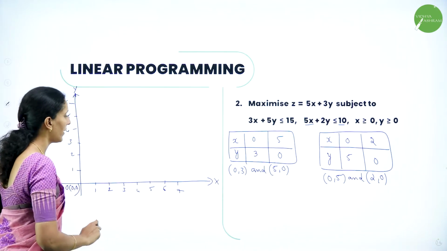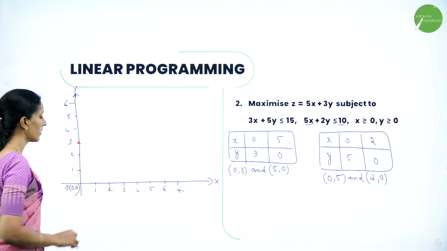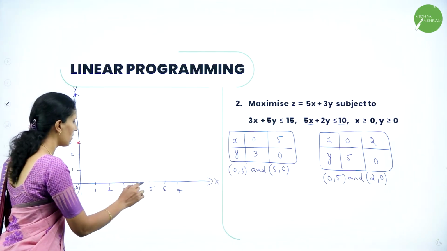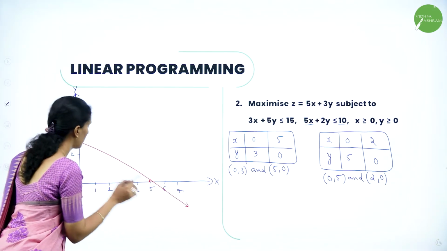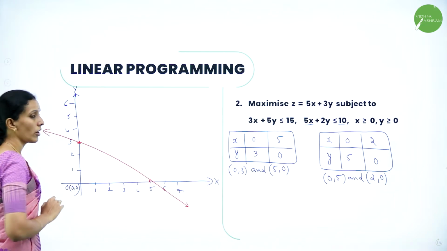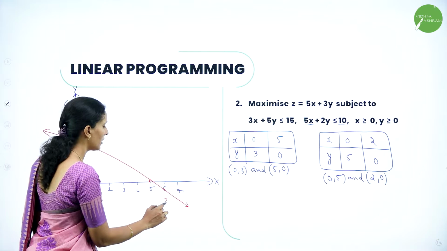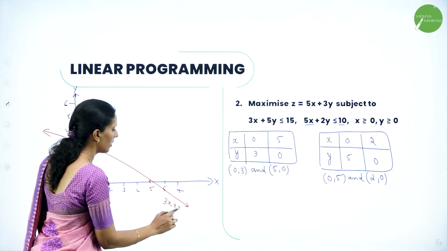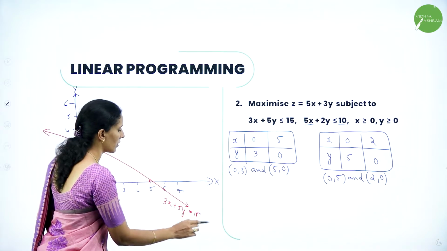Let's draw the first line. The points are 0, 3 and 5, 0. So this is the line. Draw using a scale in your graph. What is the equation of this line? Here you should write the equality 3x plus 5y equal to 15.